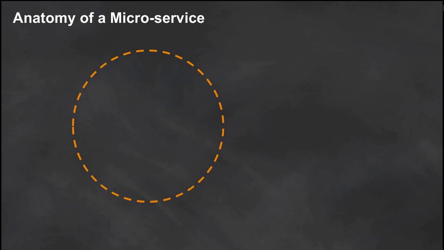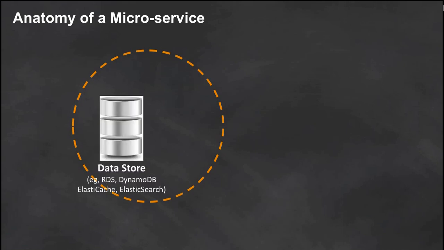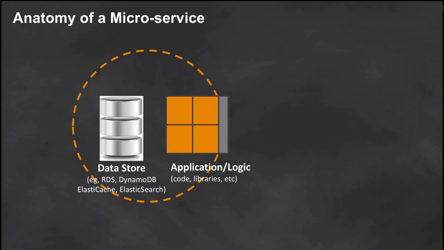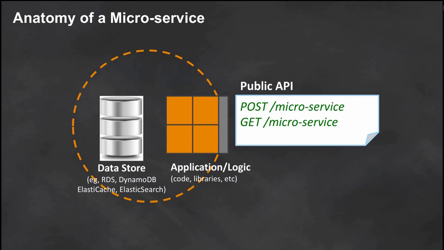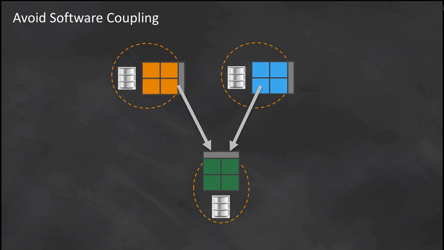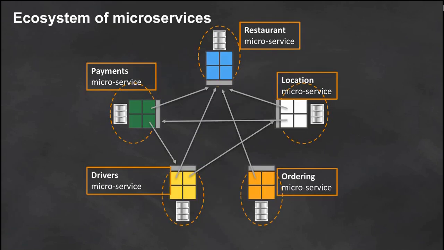Now let's take a look at the anatomy of a microservice. The first thing you'll need is a data store. It could be a relational data store or a NoSQL data store. And then you'll need the application logic that goes with your microservice. Now what you do is you would then expose this over a set of APIs, a RESTful API. So this design would allow you to avoid software coupling, because now you are no longer having shared libraries or a shared data source, and evolve into an ecosystem of microservice.